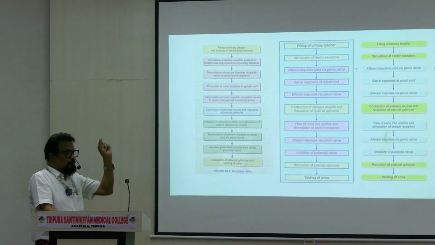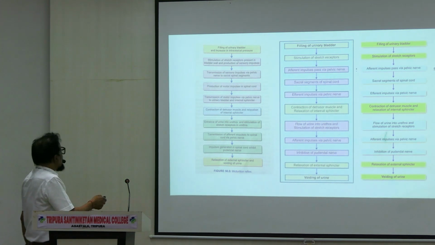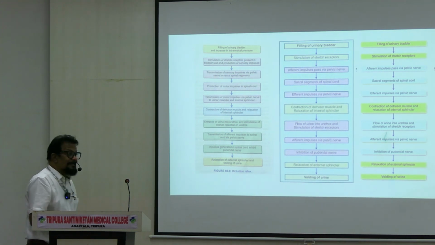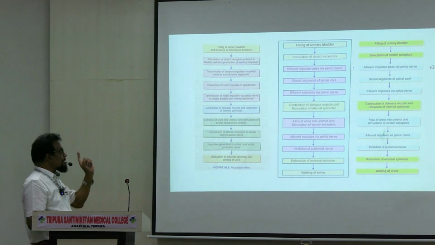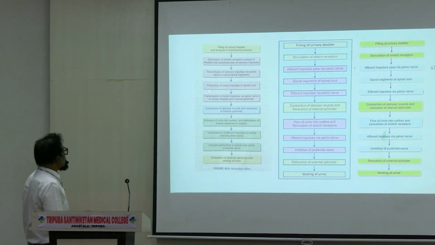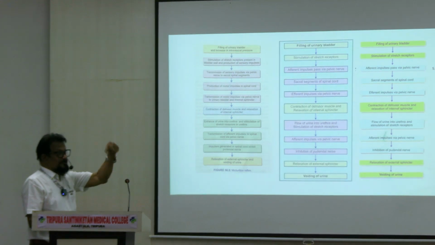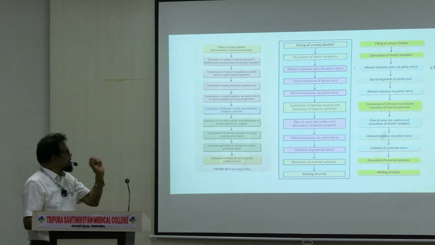Now this impulse has to go to the center. Okay, so there is transmission of the sensory impulse via the pelvic nerve to the sacral spinal segments. Sacral means parasympathetic, so it is going to the parasympathetic center. Then production of the reflexive motor instruction follows.